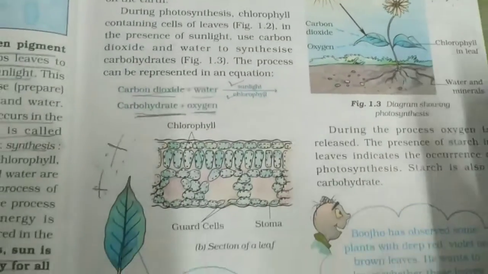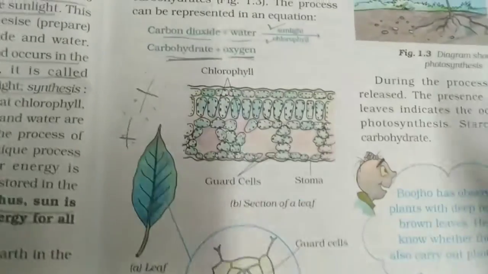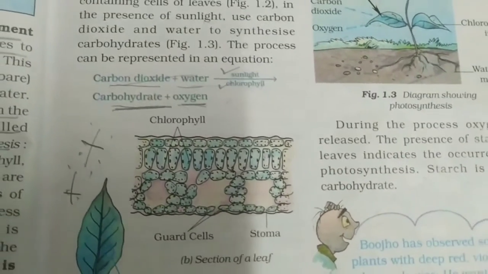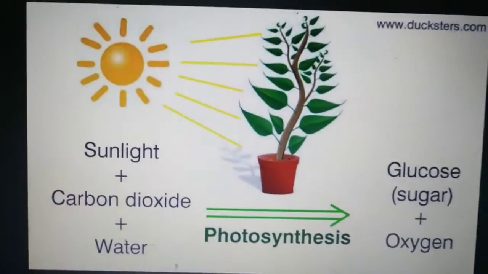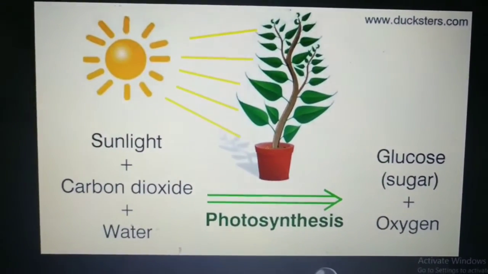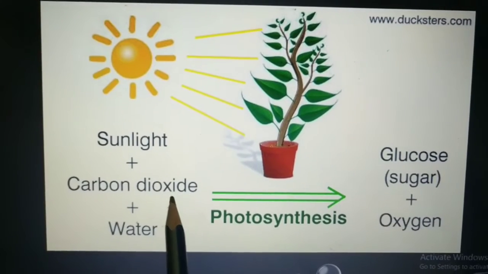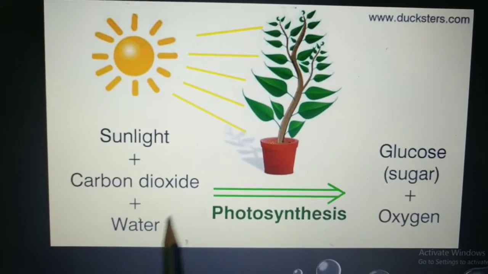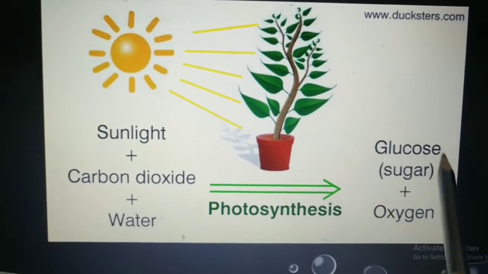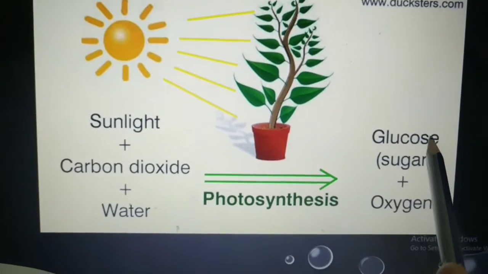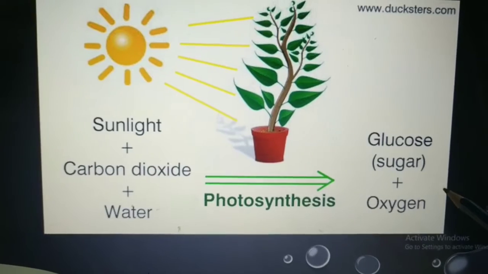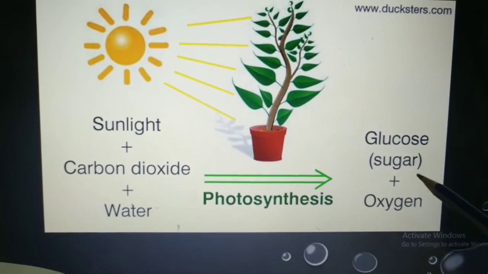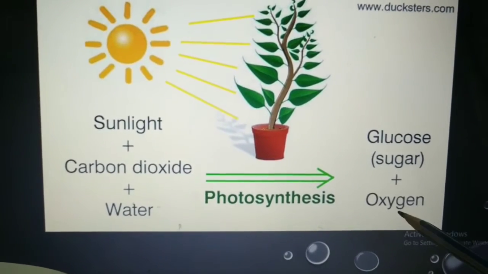So this is all about photosynthesis. Okay, guys, you can see this. We learned about photosynthesis right now. So sunlight plus carbon dioxide plus water, when you do this, you get glucose or sugar. Guys, glucose or sugar is nothing but carbohydrates. Sugar, starch and everything are the same. So glucose or sugar is nothing but carbohydrates, plus oxygen.